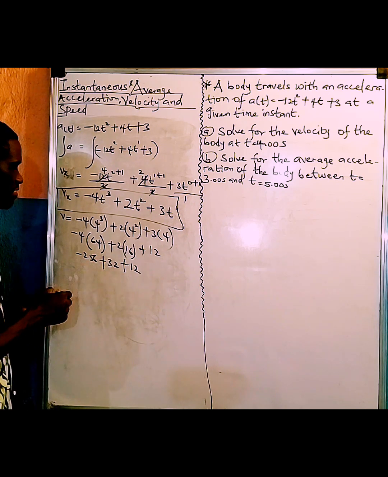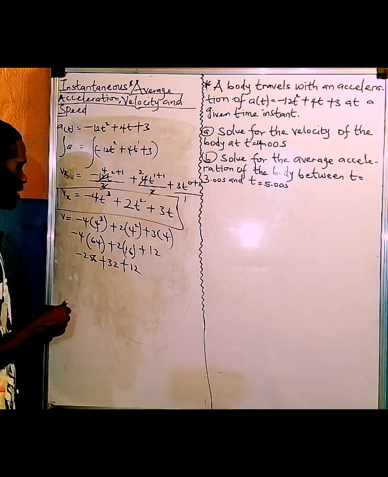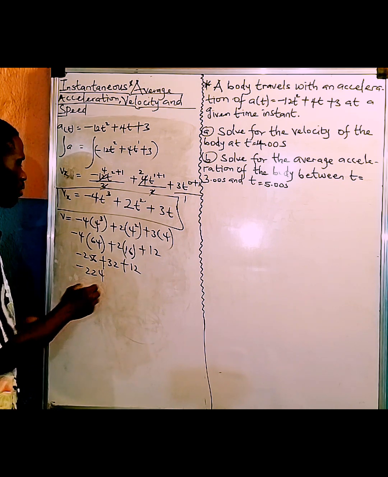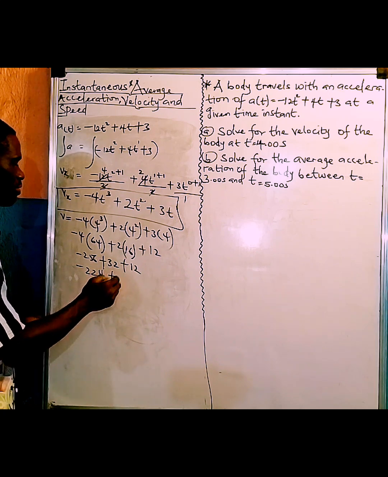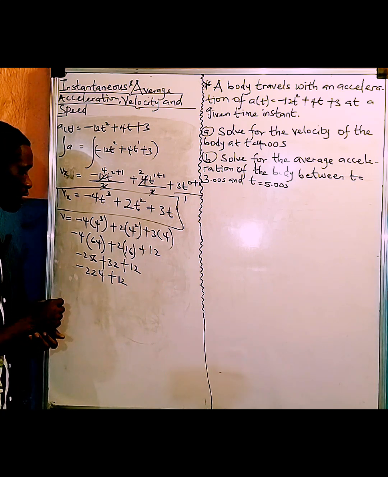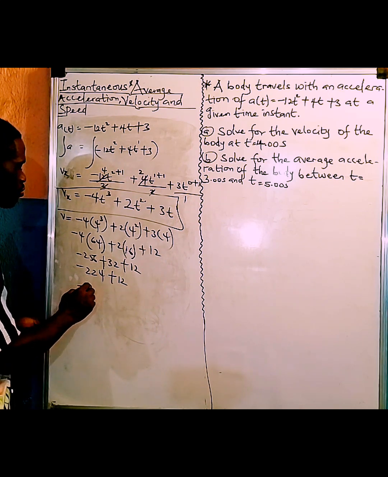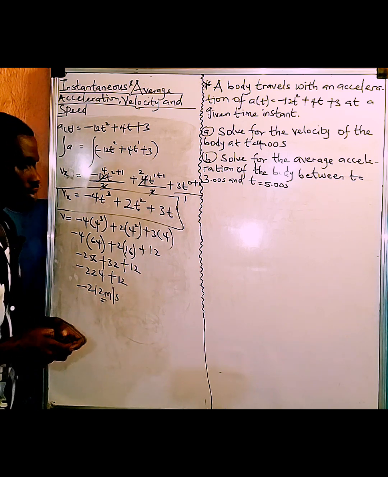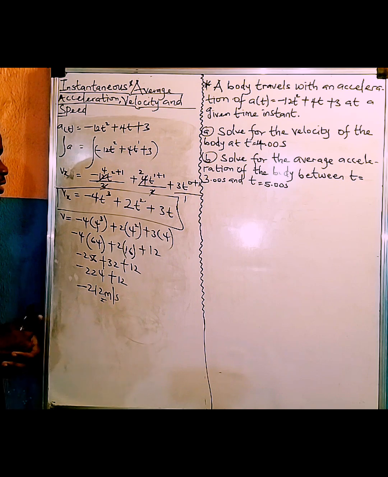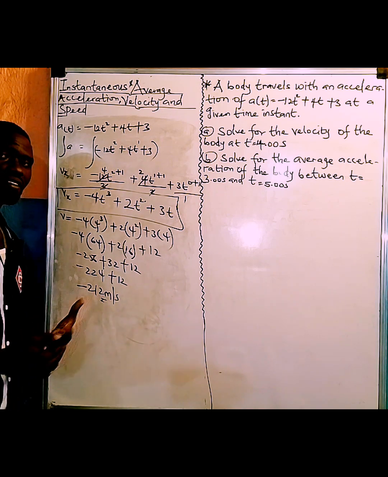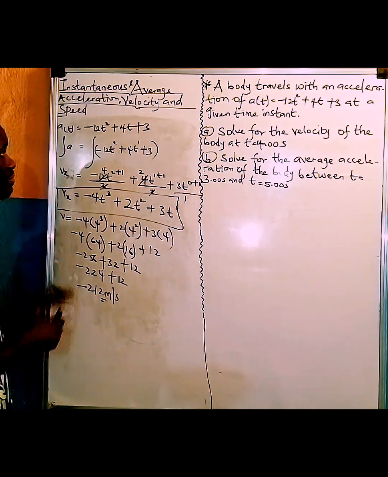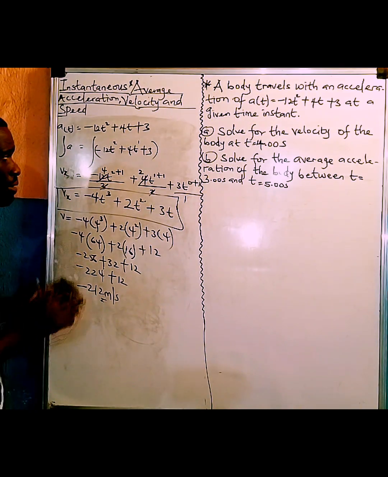Minus 256 plus 32, what are we going to get there? We have minus 224, then plus 12. Minus 224 plus 12 gives minus 212 meters per second. This is our velocity. It simply means the body was moving in the negative direction. As simple as that. So that's that for the velocity of the body at time 4 seconds.